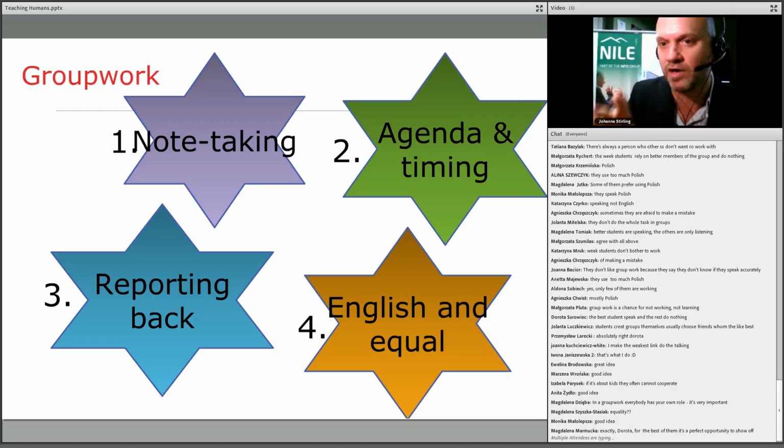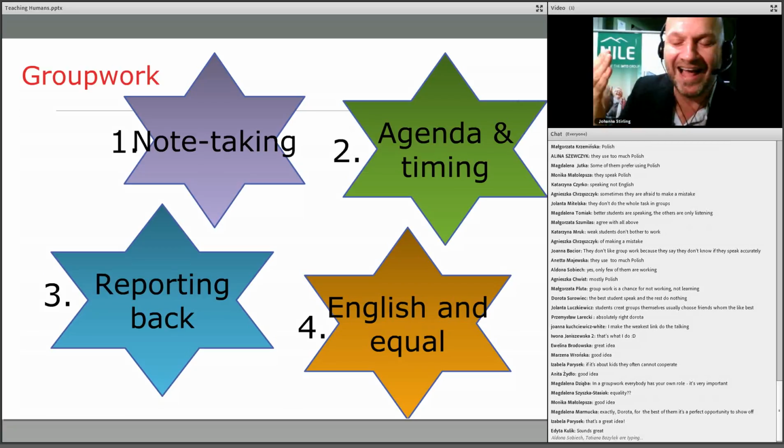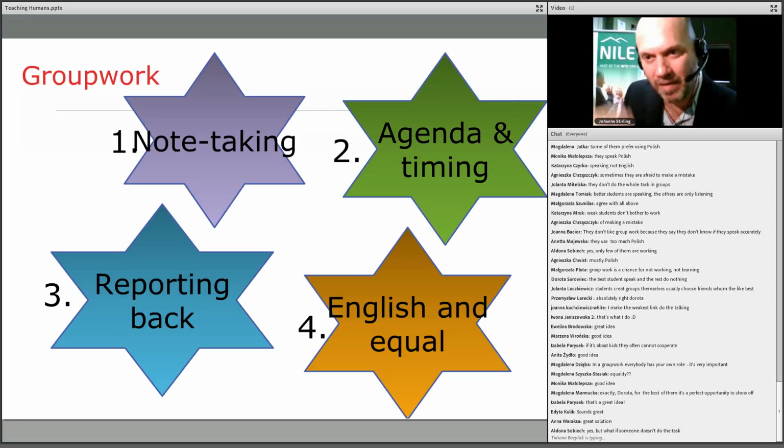And we can discuss what kind of language they can use for that, instead of just saying English, English, English, or don't speak Polish, or whatever. Yeah? But they become responsible for making sure that the students stay within English, right?